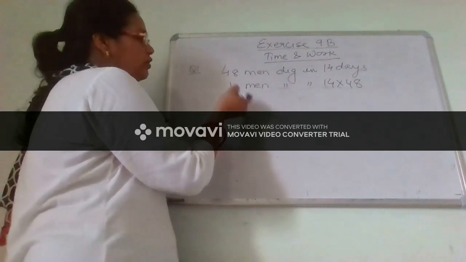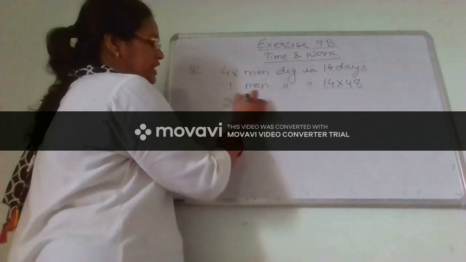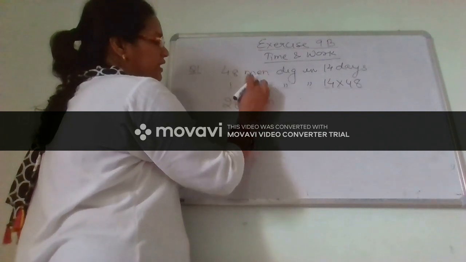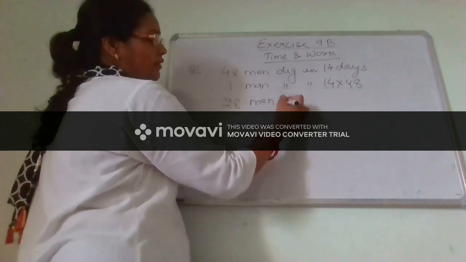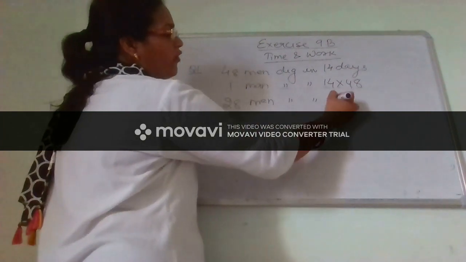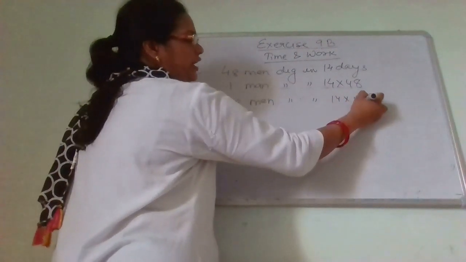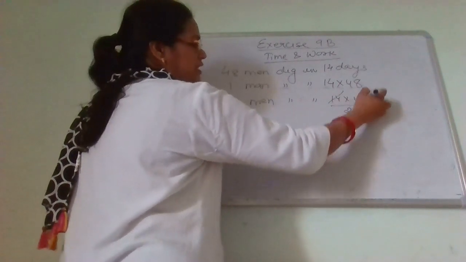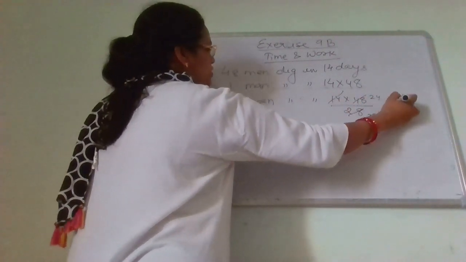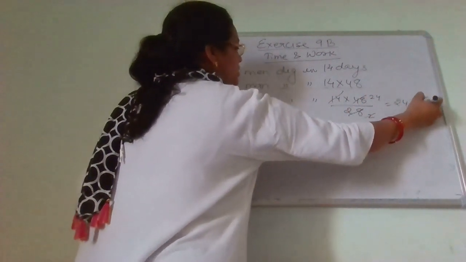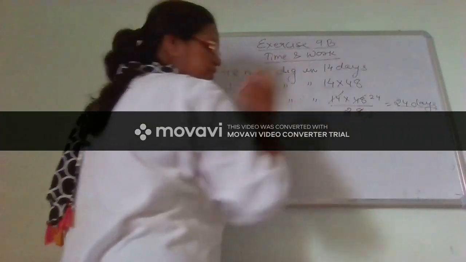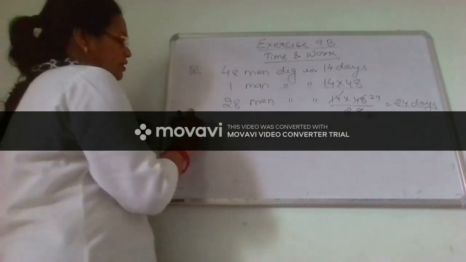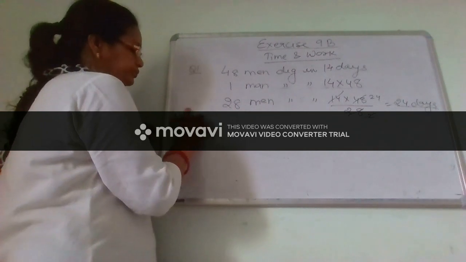Right? And now, we have to find out how long 28 men will take to dig in 14 into 48. Now again the work will be divided among 28 people. So how many days? 24 days. So here the answer will be how much? 24 days. Right? Question number 2.